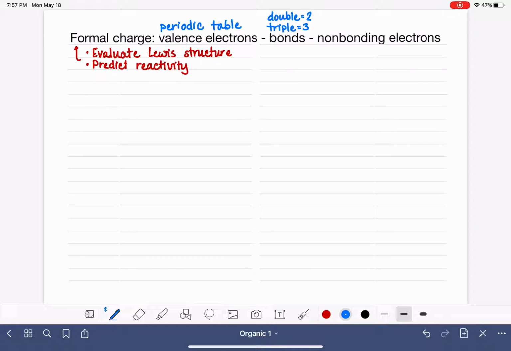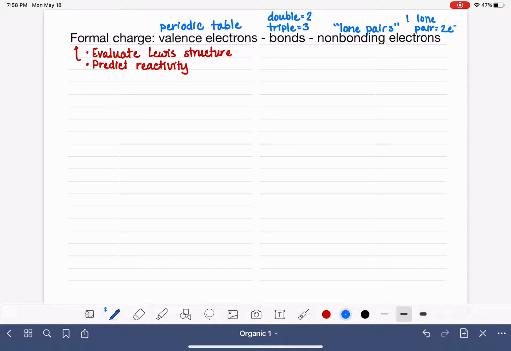And then the number of non-bonding electrons, which we also call lone pairs of electrons around an atom. This is not the number of lone pairs, but the number of electrons themselves. So one lone pair is going to count as 2 electrons, 2 non-bonding electrons.